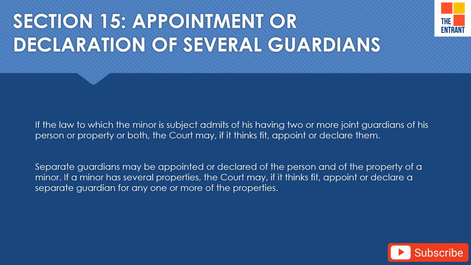Section 15 of the Act deals with the appointment or declaration of several guardians at the same time. If the law to which the minor is subject admits of his having two or more joint guardians of his person or property or both, the court may, if it thinks fit, appoint or declare them for the welfare of the child. Separate guardians may be appointed or declared of the person and of property of a minor. If a minor has several properties, the court may think fit and appoint or declare a separate guardian for any one or more of the properties.